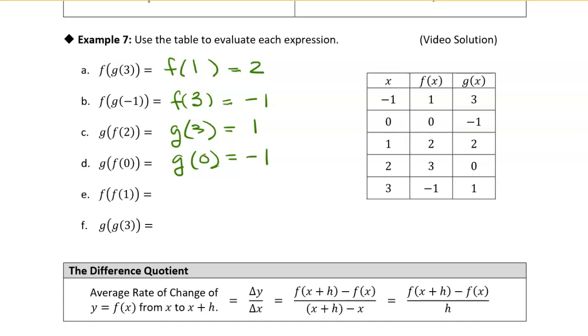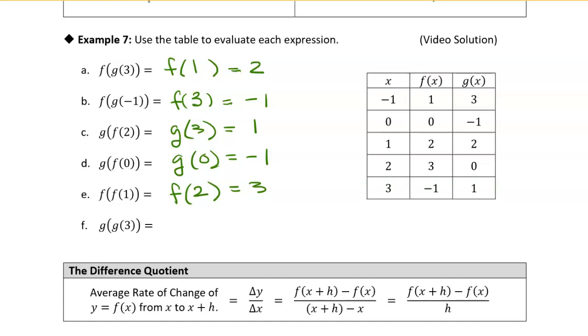Now we have a composition of f with itself, but again, just break it down, take it one step at a time. Let's evaluate f of f of 1. We're going to start from the inside and work out. f of 1 means when x is 1, f of 1 is 2, and then we have to evaluate f of 2. So when x is 2, f of x is 3.